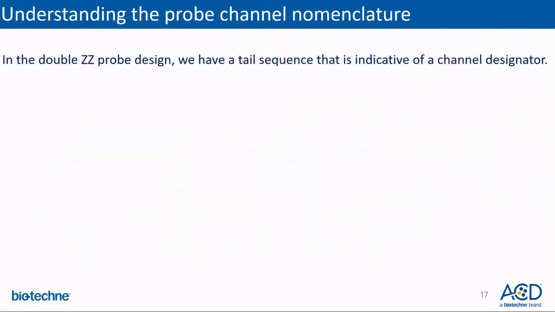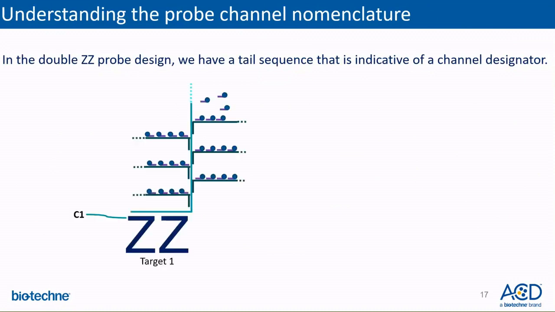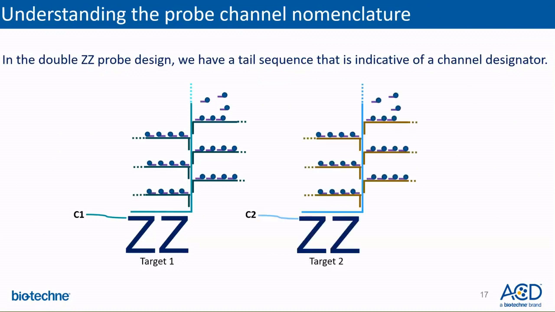In the double ZZ probe design, we have a tail sequence that is indicative of a channel designator. For example, a C1 probe has a specific C1 tail sequence that will allow only for binding of the subsequent C1 amplifier and labeled probe molecules. Similarly, a C2 probe will have a separate and unique tail sequence, and so on.